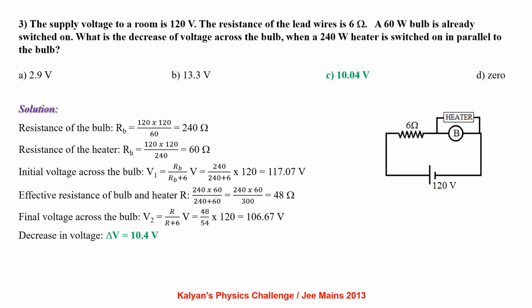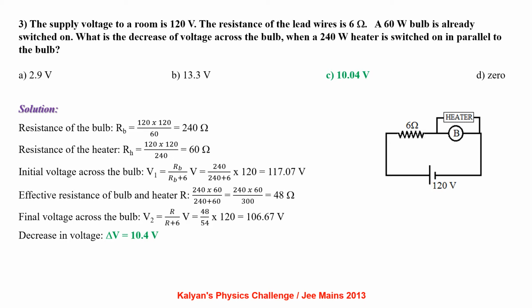Resistance of the heater RH equal to V square by P, that comes out to be 60 ohm. Initial voltage across the bulb V1 equal to R bulb by R bulb plus 6 into V, that is 117.07 volt, as initially the bulb and the 6 ohm resistor are connected in series. Effective resistance of the bulb and the heater in parallel is equal to 240 into 60 by 240 plus 60, which comes out to be 48 ohm.